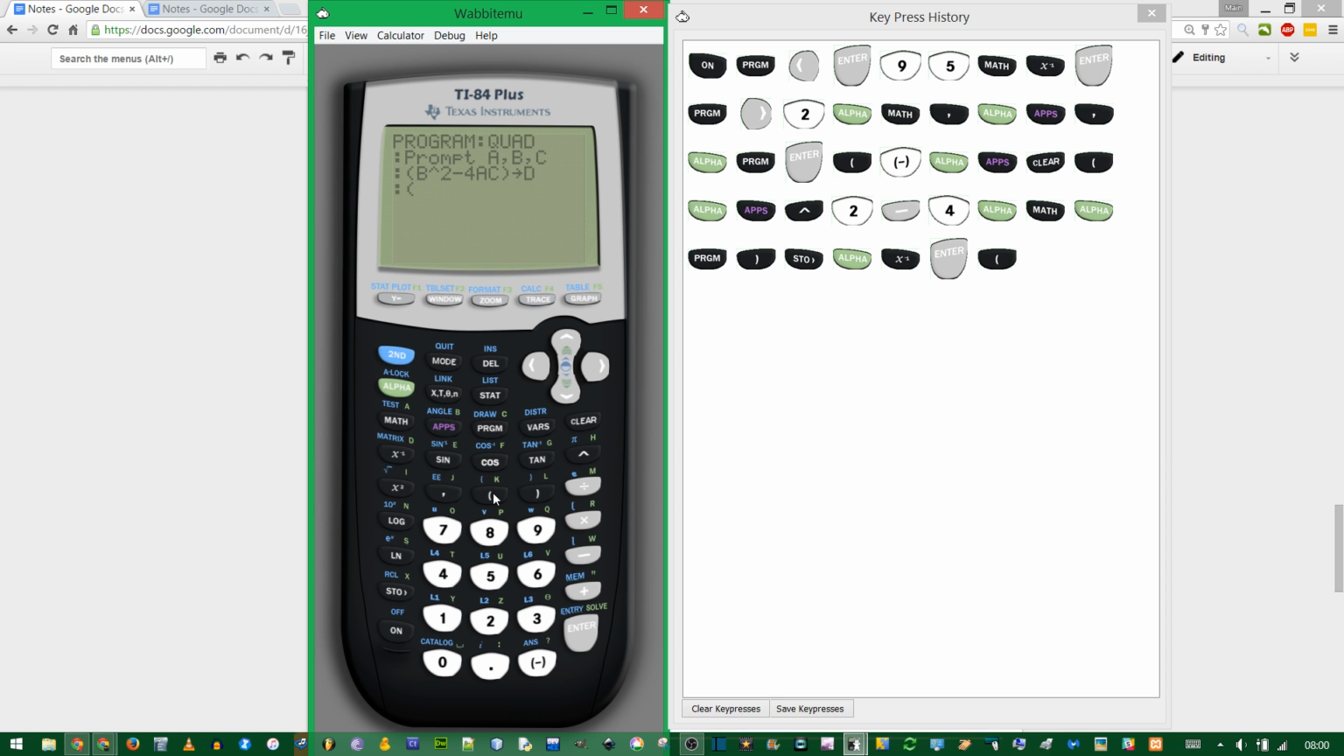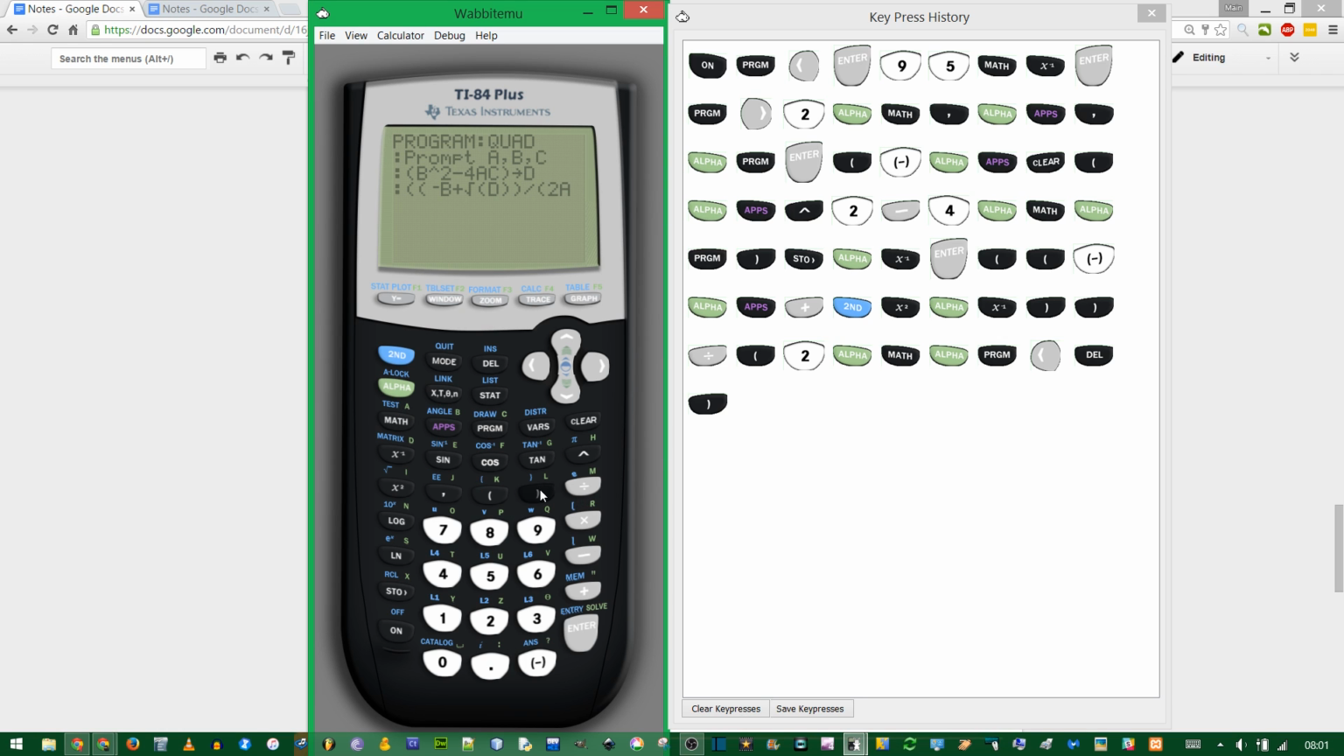Now the first x solution is given by negative b, and it doesn't matter if you do plus or minus, I'm going to do plus. The square root, which is the second of square, alpha d, we're going to take the square root of the discriminant. This ends the numerator part, divided by 2 times a, in parentheses. And now we need to store this in another variable. I'm just going to choose e because it's the next letter in the alphabet, but you don't have to.